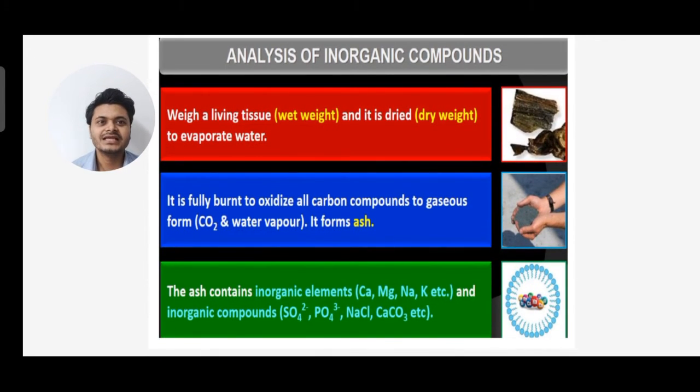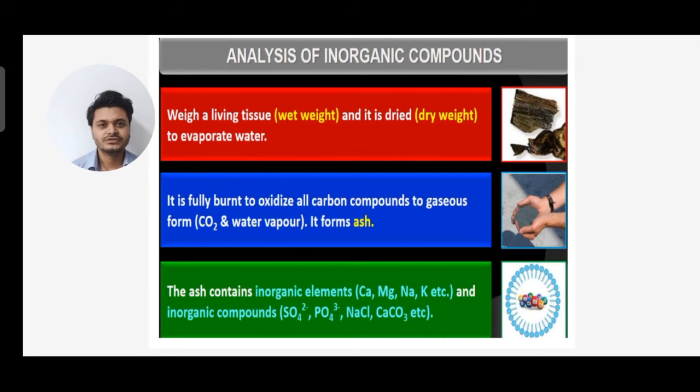The next slide is analysis of inorganic compounds. How can we analyze inorganic compounds? First we'll weigh a living tissue, and then dry it to evaporate water, and take the dry weight. Then it is fully burnt to oxidize all carbon compounds to gaseous form, that means carbon dioxide and water vapor, and it forms ash. The ash contains inorganic elements.